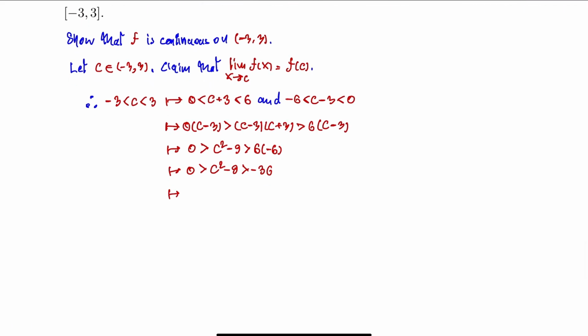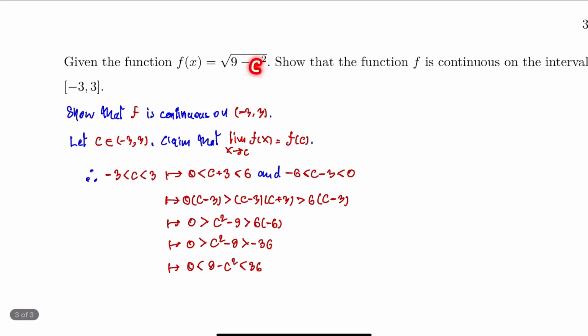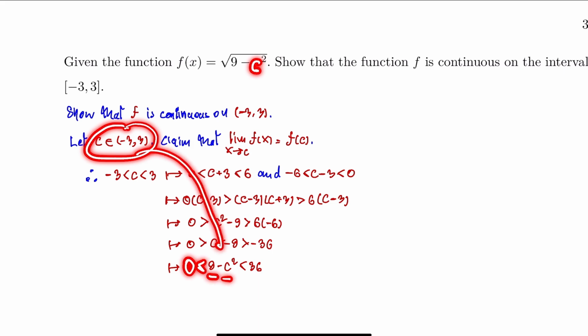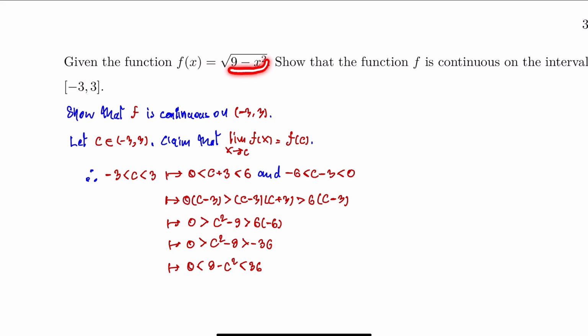Then we're going to have 9 minus c squared greater than 0 and less than 36. So that means we have 9 minus c squared greater than 0. That means we can plug in c right here, because when c is in this interval, we have 9 minus c squared greater than 0. Once the term inside the square root is greater than 0, we can have the square root of 9 minus c squared greater than 0.